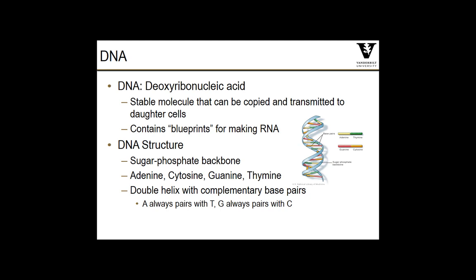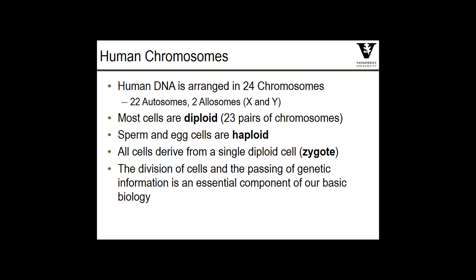So human DNA is arranged into 24 chromosomes. You have 22 autosomes, so you're going to hear us talk about autosomal dominant conditions or autosomal recessive conditions. And when we're talking about that, we're talking about variation that's on these 22 autosomes. And then you have two allosomes, the X and Y chromosome.